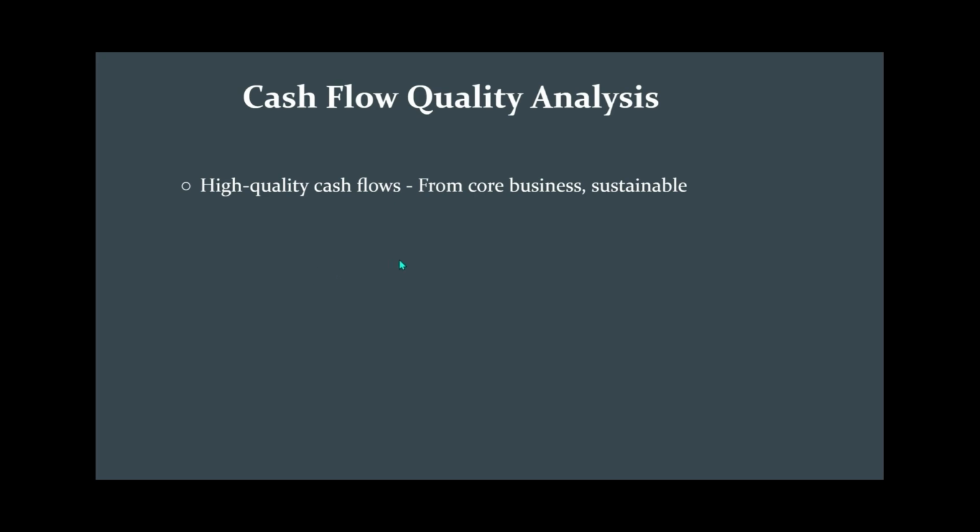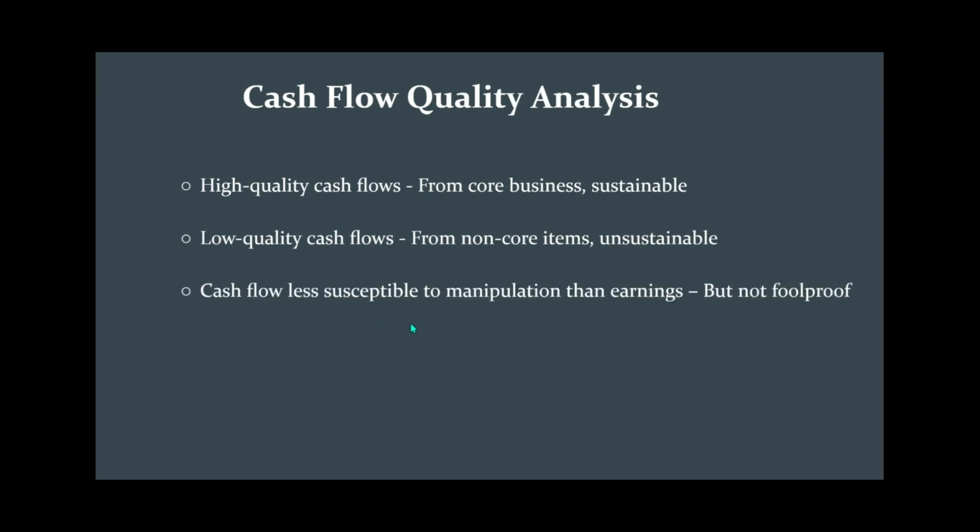High-quality cash flows are from the core business and are sustainable. Low-quality cash flows, on the other hand, are from non-core items, and these are unsustainable. Cash flow is less susceptible to manipulation than earnings, but it's not foolproof. Less judgment is involved in determining your cash flows, which is what makes it less susceptible to manipulation.